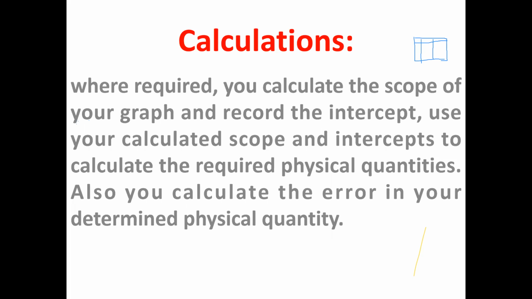Now, the next thing is calculation. Before calculation, you come to plotting of graph, which we will look at in depth because that is the main goal of physics practical, your graph. That's what carries the marks most in physics practical: how you plot your graph, how you report your experiments. Where required, you calculate the slope of your graph, record your intercepts, and use your calculated slope and intercept to calculate the required physical quantity. You also calculate the errors in a determined physical quantity.